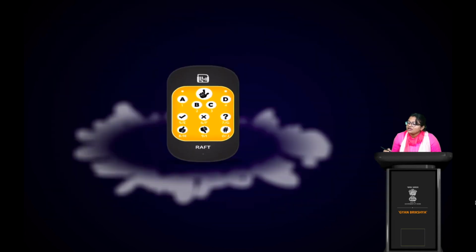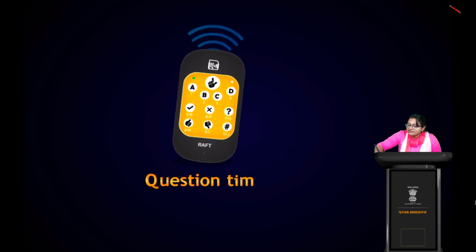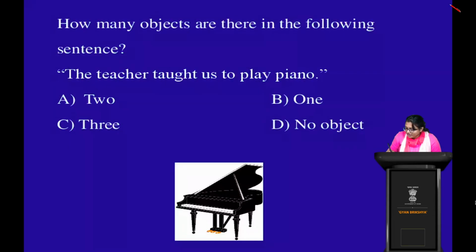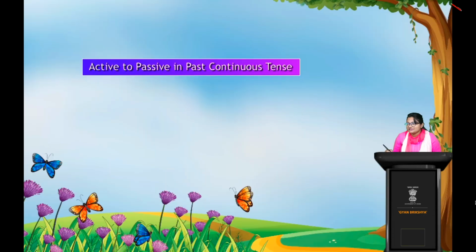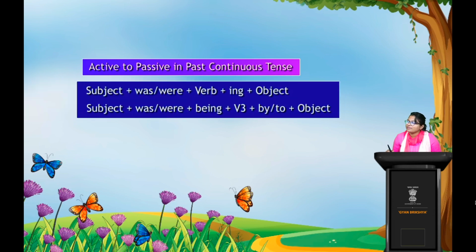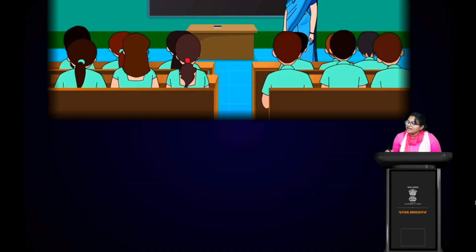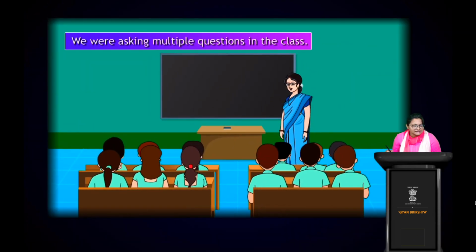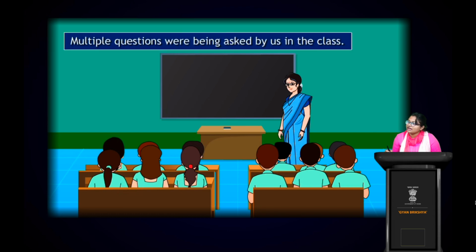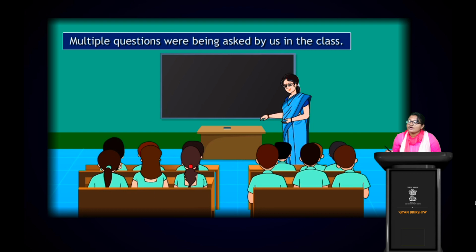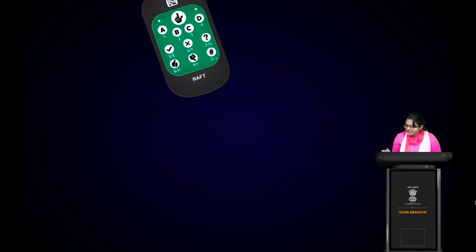Okay, then we looked at the past indefinite, and then we shifted to past continuous, right? This is the sentence structure of the past continuous tense, and here are the examples. Let's take a quick look at the examples once again. We were asking multiple questions in the class. So, multiple questions were being asked by us in the class, right?